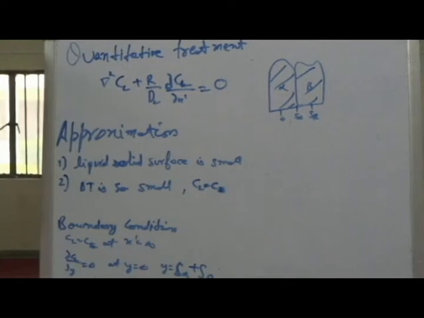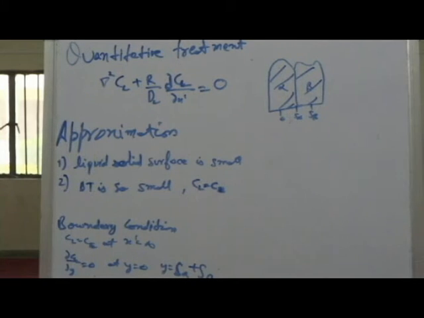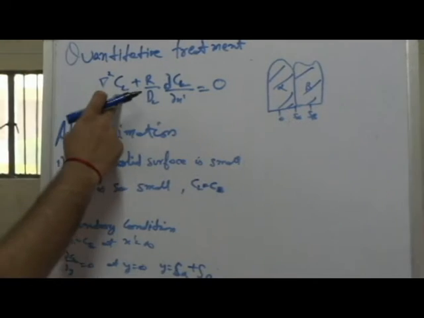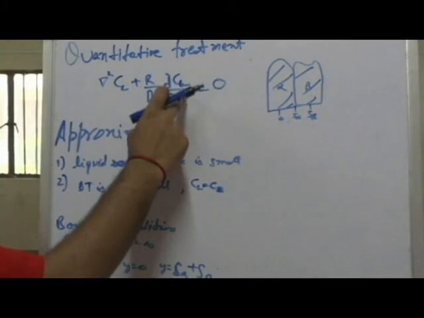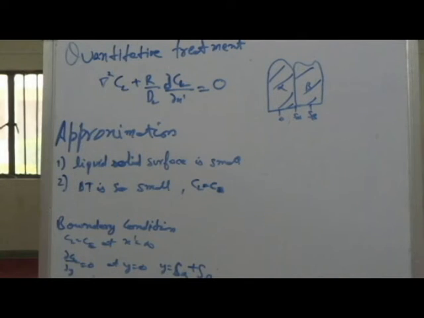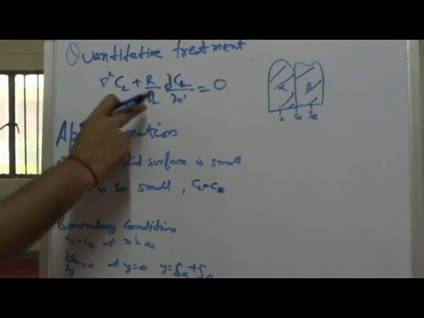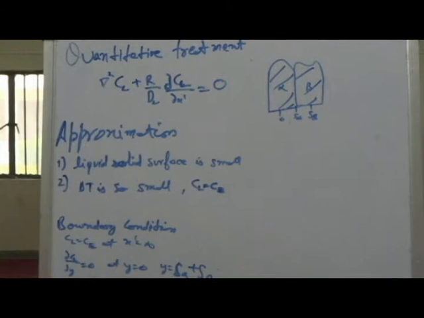The quantitative treatment of eutectic growth begins with a description of the solute diffusion field in front of the growing lamellae, using the differential equation del squared C_L + (R/D_L) del C_L / del x' = 0, where C_L is the liquid composition at x' and y', and x' is the distance in the growth direction measured from the liquid-solid interface. Y is the distance transverse to the growth direction and to the lamellae. R is the growth rate, and D_L is the liquid diffusion coefficient.